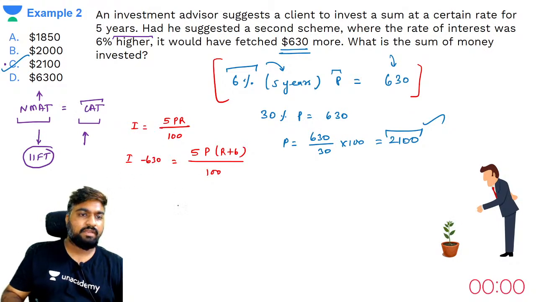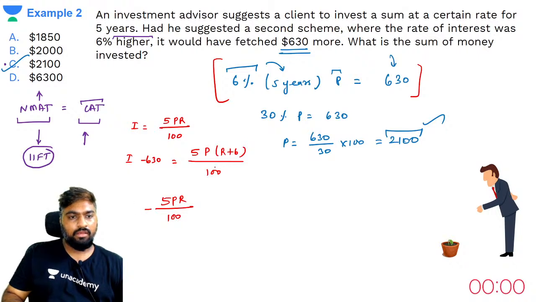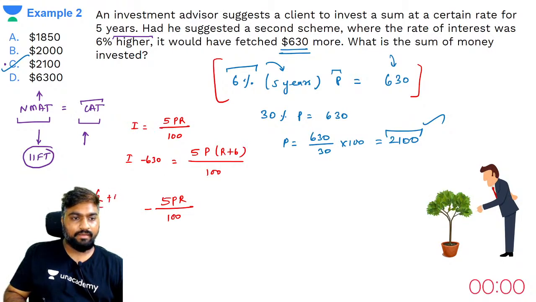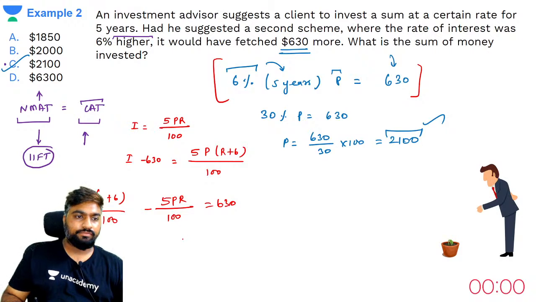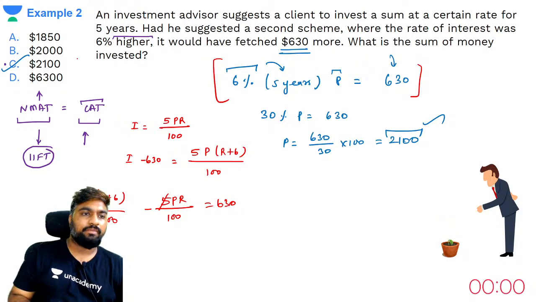The difference between both of these would fetch me 5P times R plus 6 by 100 subtracted from 5PR by 100. This will give me 630 rupees. Understood? So you can cancel off this 5 to the other side. You can send the R to the other side. You will get P into R plus 6 minus R. Ultimately, you would end up getting the principal as 2,100. Clear?